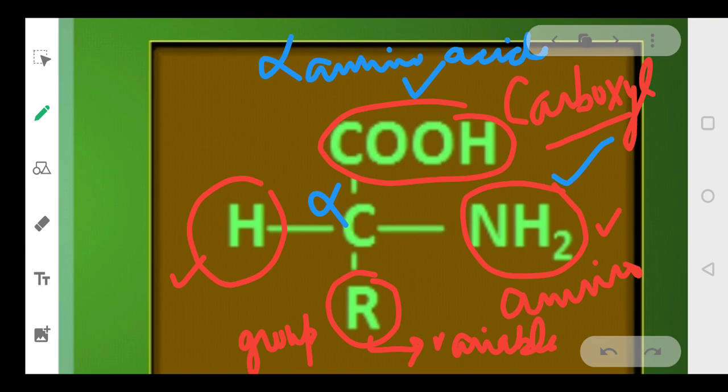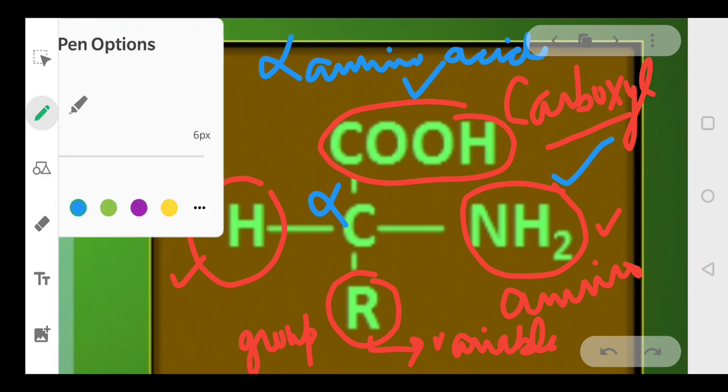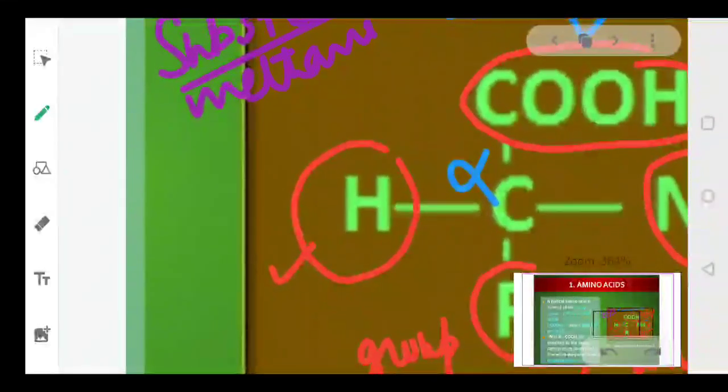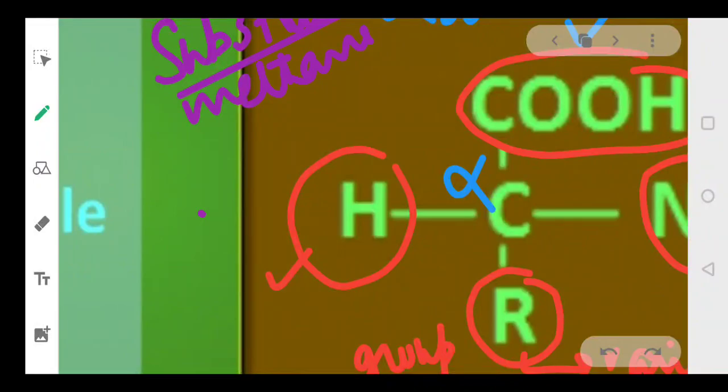Sometimes they can also be called substituted methanes. Let's talk about substituted methanes. Now tell me everyone, do you know the structure of methane? Have you heard about methane? Yes, very good. So let's talk about the structure of methane first. In methane, you have a carbon and hydrogen atoms attached on all sides. In the structure of methane, there is one carbon present and four hydrogens around it.